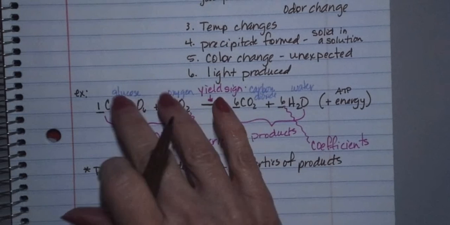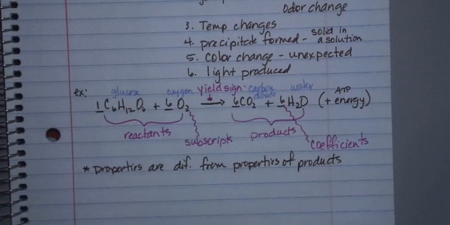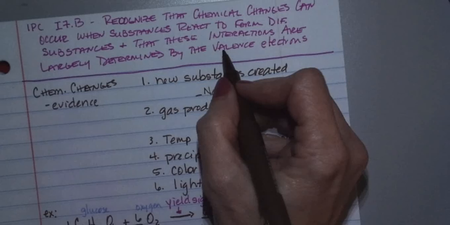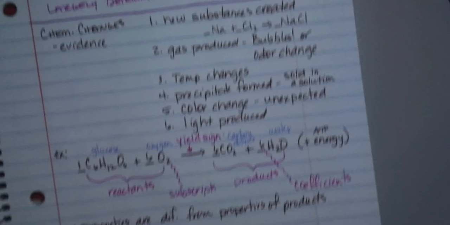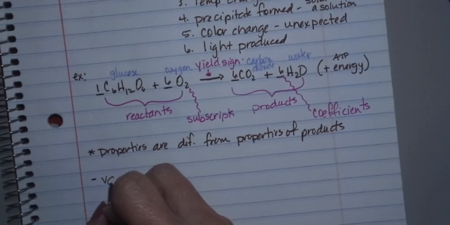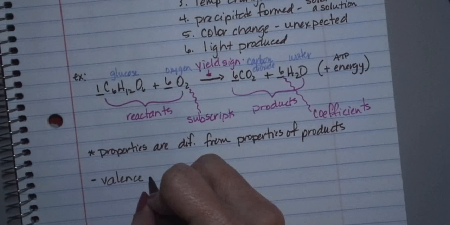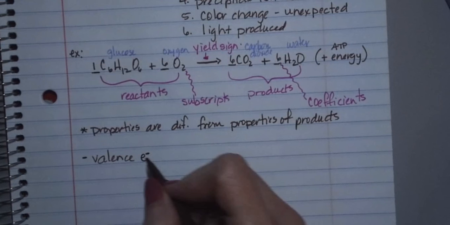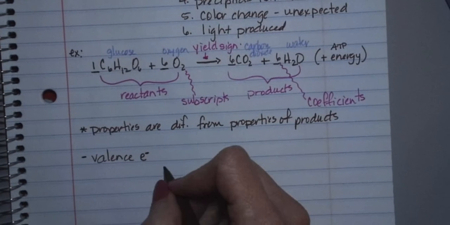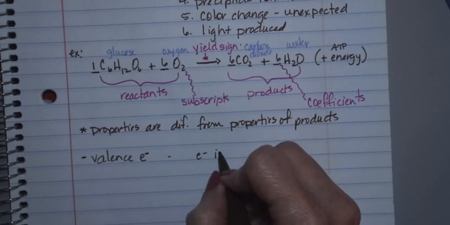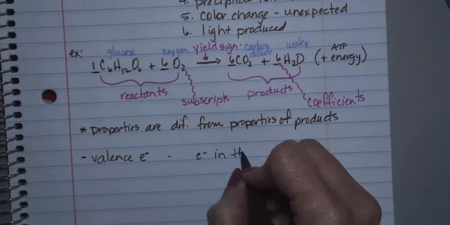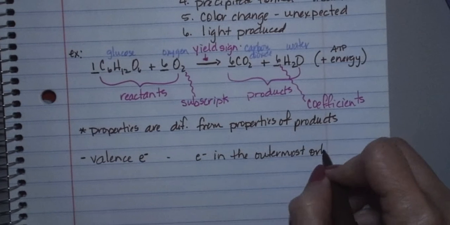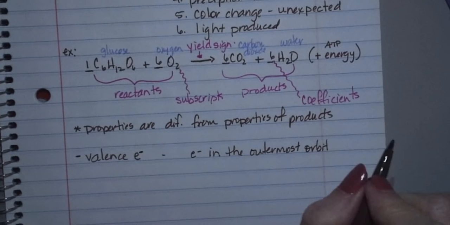Now we also have to understand that these interactions are largely determined by the valence electrons. Valence electrons, okay. When I'm teaching chemistry, I usually abbreviate electrons as a lowercase letter e with a negative sign. Those are electrons. You guys know electrons are negative. So the valence electrons are the electrons in the outermost orbit. When you draw the atom, the electrons in the outermost orbit are called the valence electrons. These are the electrons that determine the chemical properties of the atom, or the element if you want to call it that.